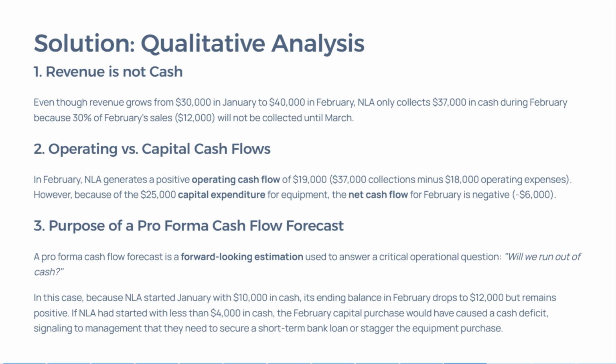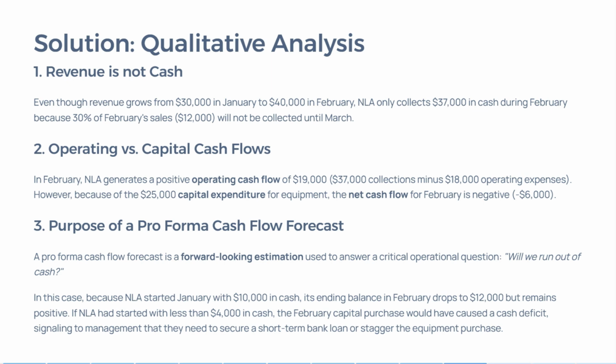Let's now cover the qualitative analysis of our Nova Learning Academy case. First, remember that revenue is not cash. Even though NLA's revenue grows from $30,000 in January to $40,000 in February, they only collect $37,000 in cash during February because $12,000 of those sales won't be collected until March.